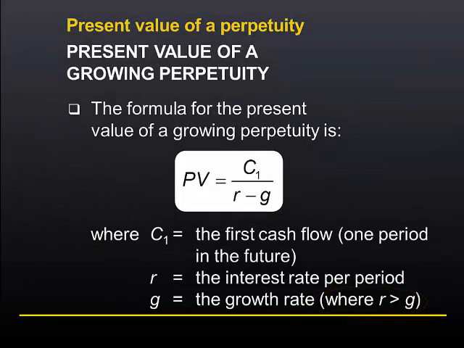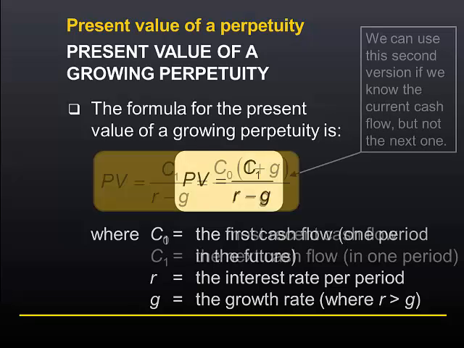Sometimes we don't actually know what C1 is. In some situations, we are given other information and we need to work out what C1 is. The most common example is a share, where the dividend is growing at a constant rate, and we know the most recent dividend, which we can call C0. C0 is not part of the future cash flows and doesn't actually get included in the present value, but we can use C0 to calculate C1.